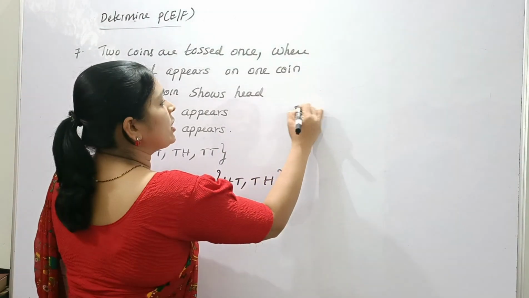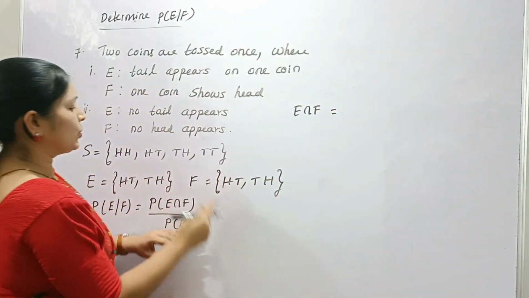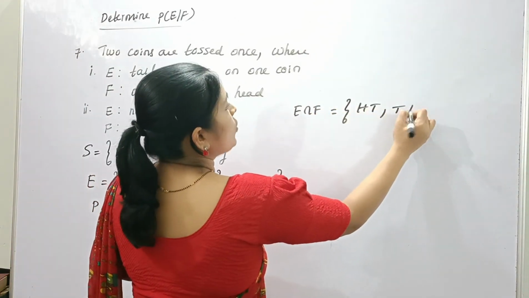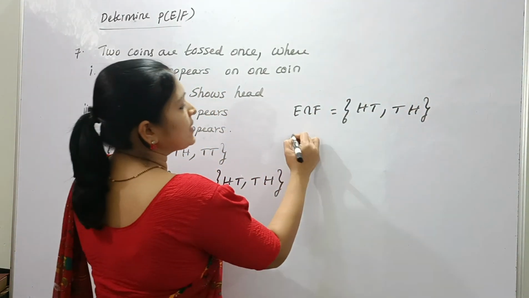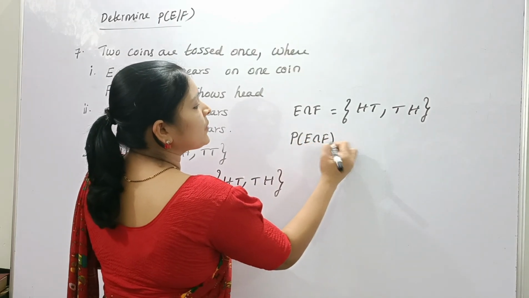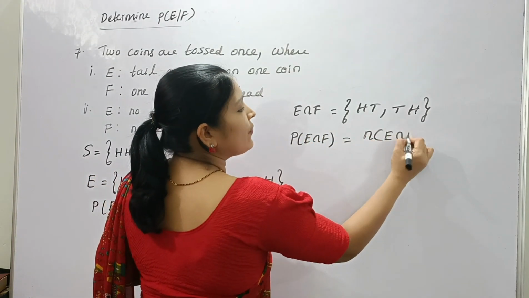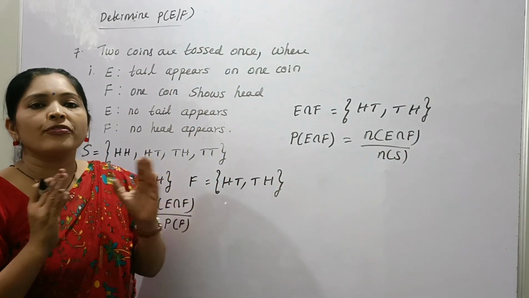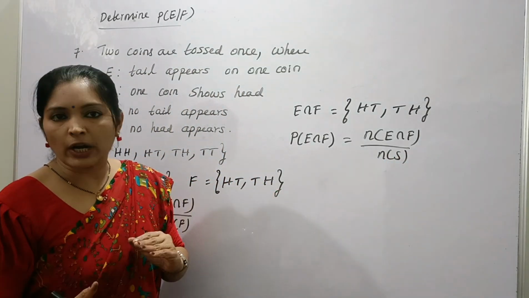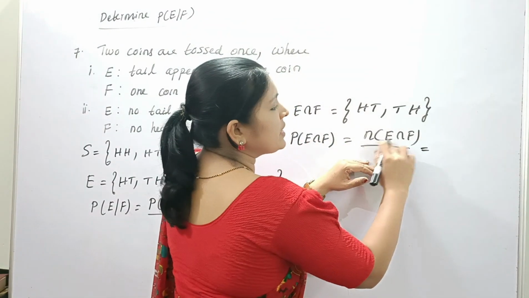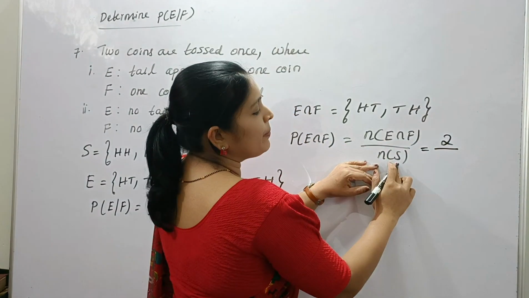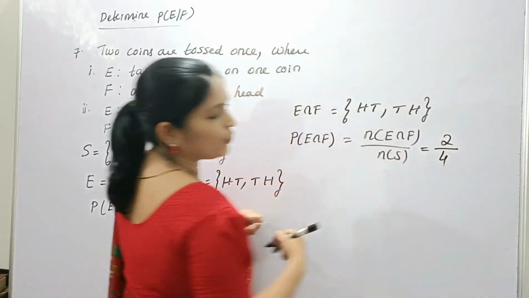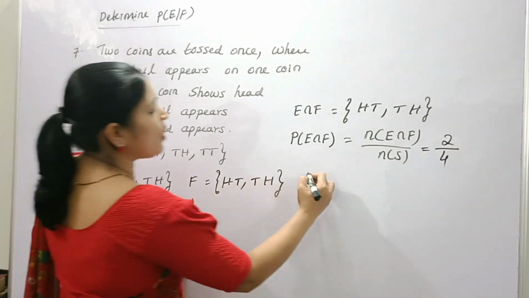Now, what is E intersection F? E intersection F is equal to two elements, right? That is HT and TH. Next, what is probability of E intersection F? That is number of E intersection F divided by number of sample space, that is number of favorable outcomes divided by number of total outcomes. So here number of E intersection F is 2, divided by number of elements in the sample space, which is 4. So 2 by 4.